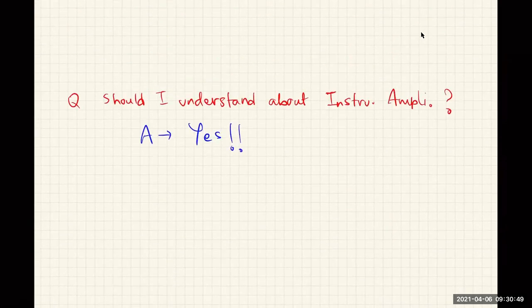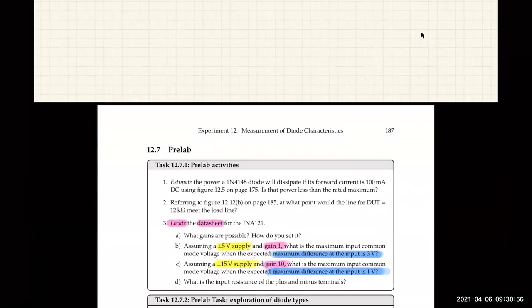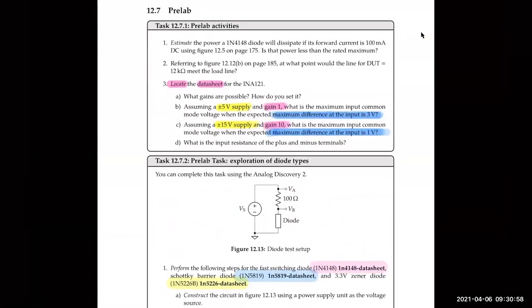Okay, so that is all I had to say about diodes and instrumentation amplifiers. Now let's look through the lab tasks really quickly.